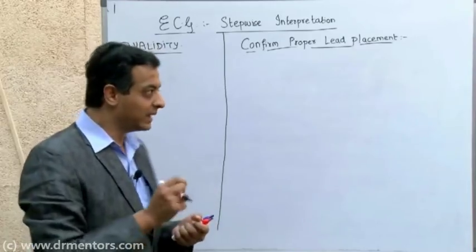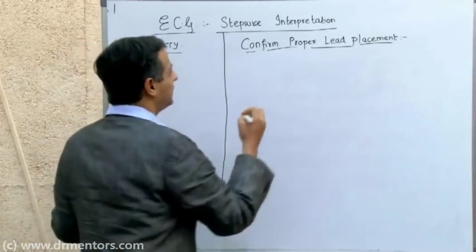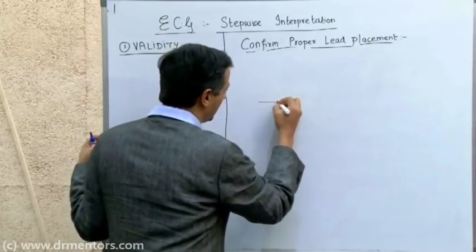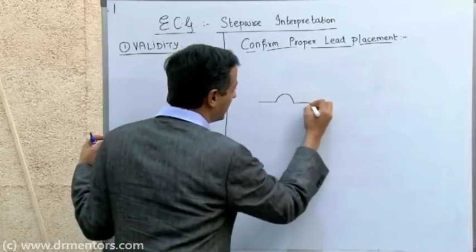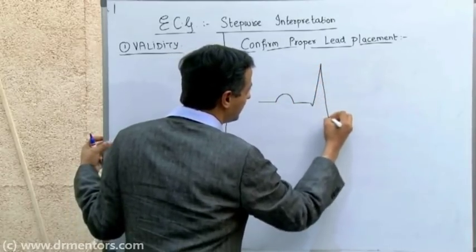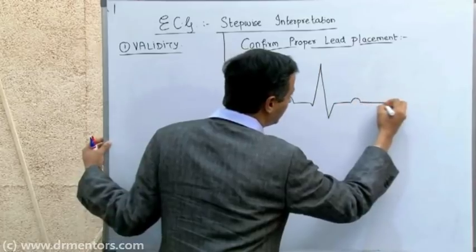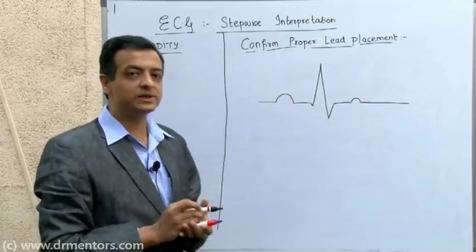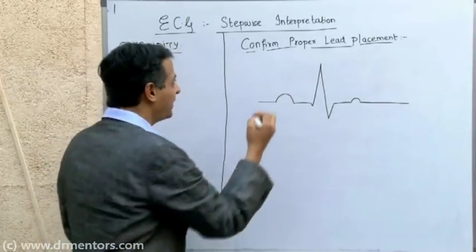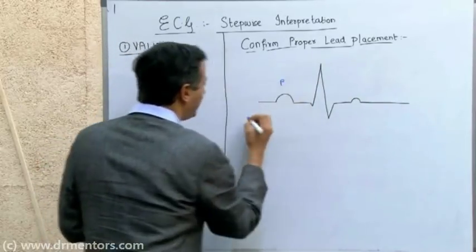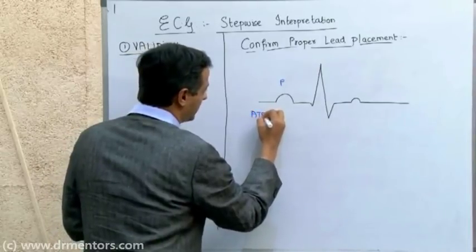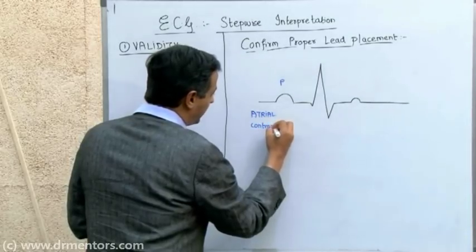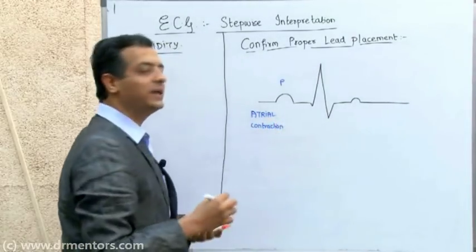How do we do that? If I tell you to draw the normal waveforms of the ECG, how do we draw that? We have got the P wave, we have got the QRS complex and we have got the T wave. Let us enumerate the points on these waves. What do each of them denote? The P wave is suggestive of the atrial contraction. That is the P wave.